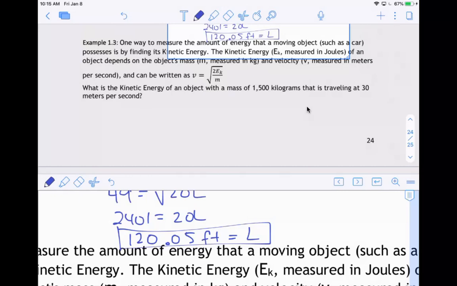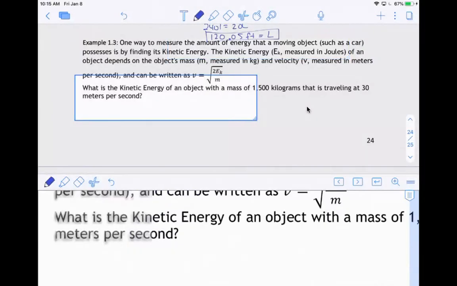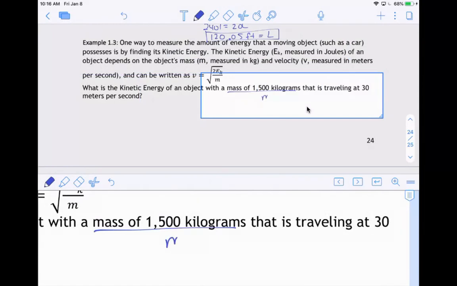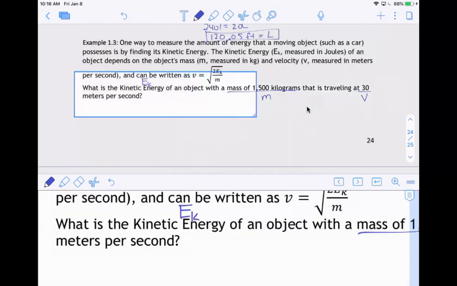Okay, so there's a few more variables here. I want to make sure I know exactly what I have and what is being asked of me. So over here, this looks like a mass of 1,500 kilograms. I think that's probably an M. The 30 meters per second sounds like a velocity to me. Just to double check, it should be the case now that the only one left, EK, is what they're asking for. So let's go look at that. What is the kinetic energy? Kinetic energy is the EK. Okay, good. So that is the one that they are asking for. That is the last one. We've identified these correctly. Let's go ahead and plug this in.